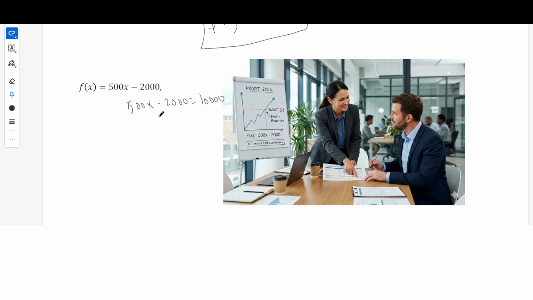How many customers do you have to bring to have the $10,000 profit? If you simplify this equation, 500x equals 12,000, and then if you divide both sides by 500, it would be 24 customers. So if you bring 24 new customers, you'll be able to hit that profit target.